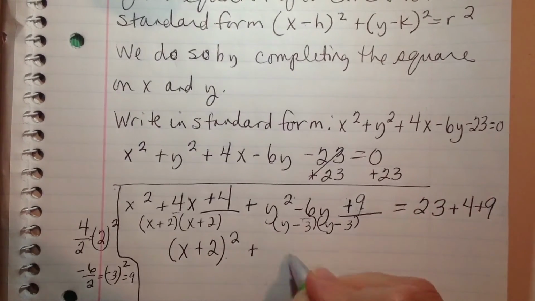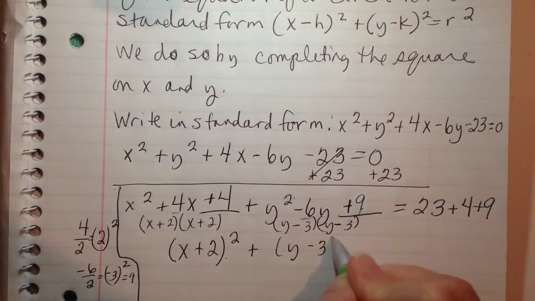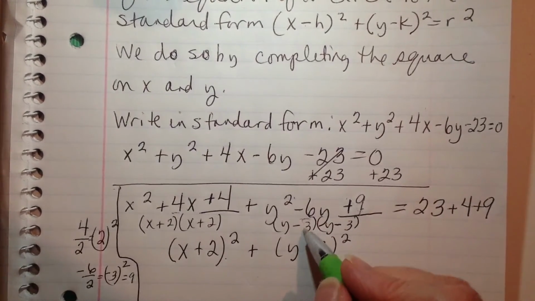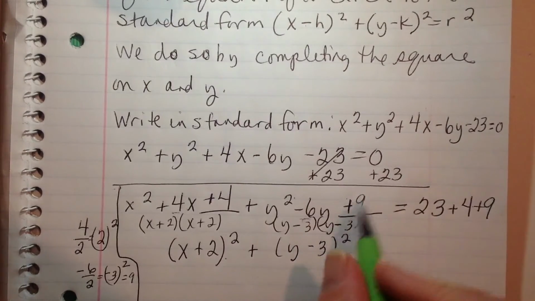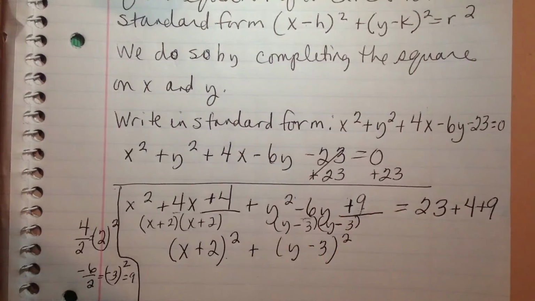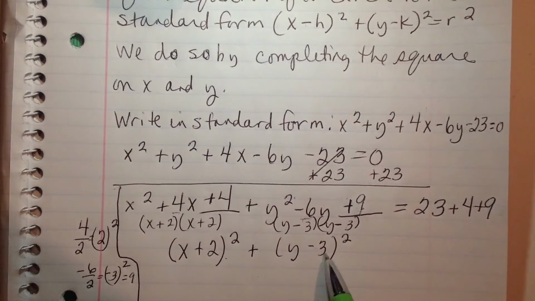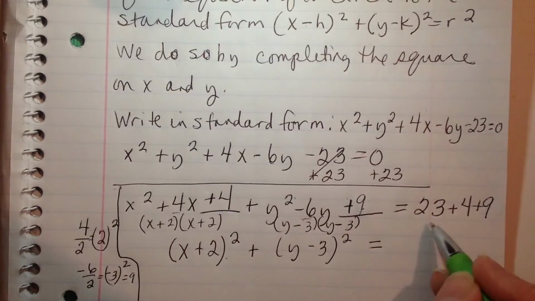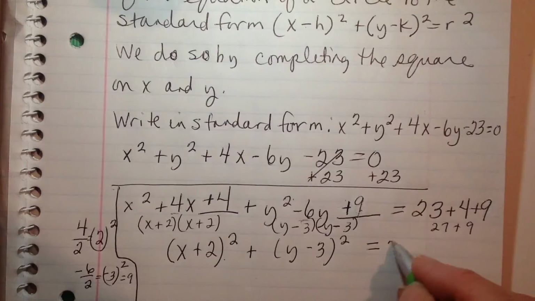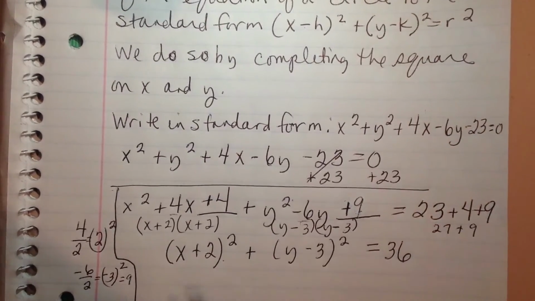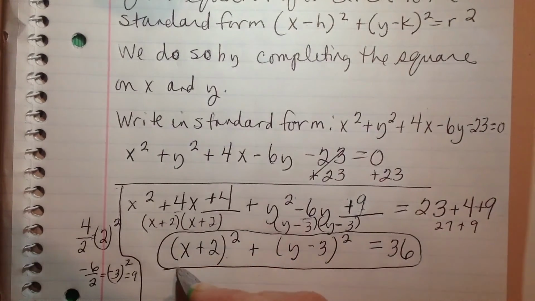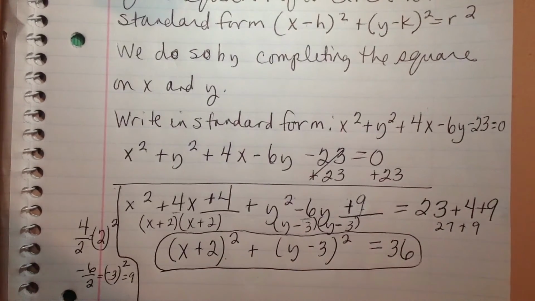Now, also if you recall, you use what you got when you took half. What was half of 6? 3. So that's what you use to factor. And a perfect square trinomial will always factor into two binomials that are identical. All right, so we write it x minus 3 squared equals... 23 plus 4 is 27, and 27 plus 9 gives me 36. So now I actually have the standard form of the equation of this circle.